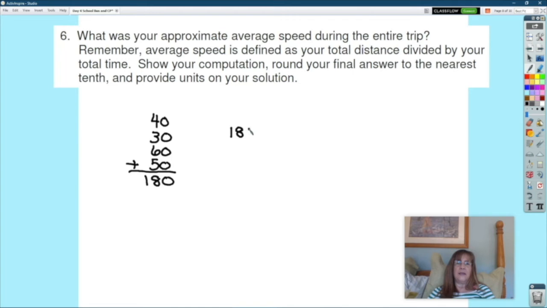So 180 divided by 4, which gives you 45. And they would say, okay, that's 45 miles per hour average. There's a problem in this thinking. We did not go the same distance each time. So we have to look at this a little differently.